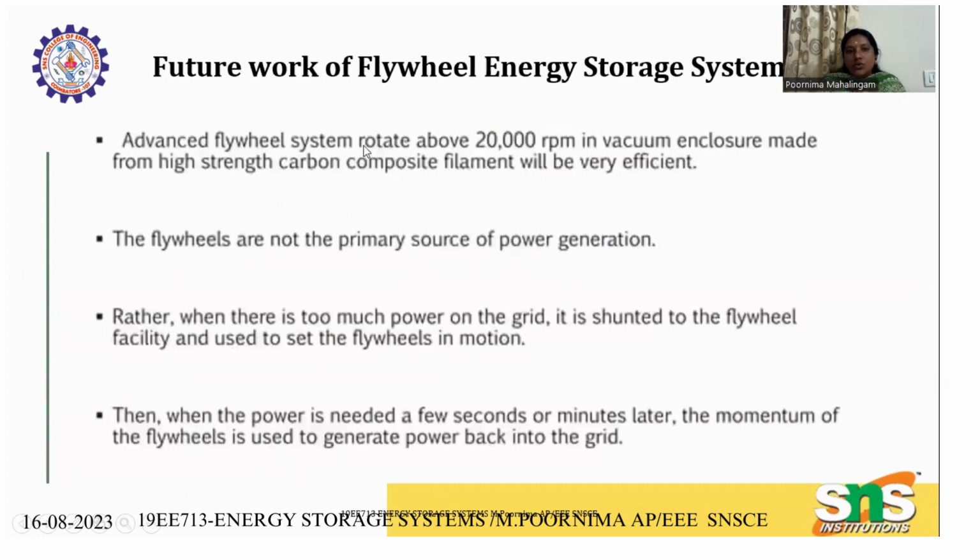Now the future scope. The advanced flywheel system rotates at about 20,000 rpm in a vacuum enclosure, made from high-strength carbon. Flywheels are not a primary source of power generation. Rather, when there is too much power on the grid, it is sent to the flywheel facilities and used to set the flywheel in motion. Then when the power is needed a few seconds or a minute later, the motion of the flywheel is used to generate power back to the grid. This is the future work of flywheel energy storage systems.